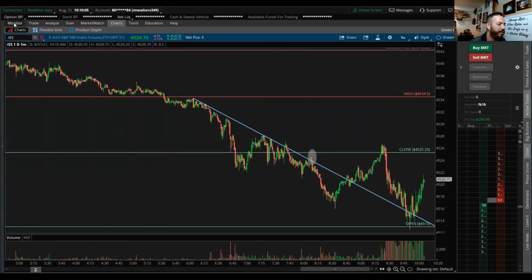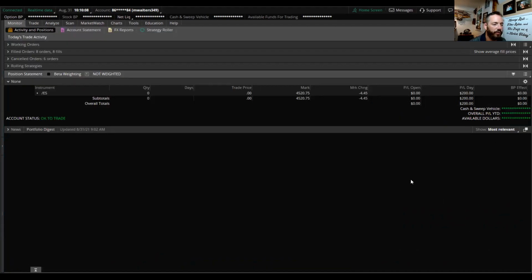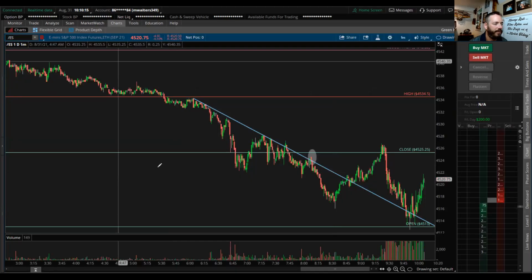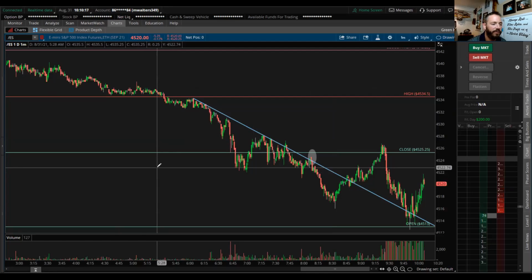So I just want to show you guys, we're up $400. Each point on the contract is $50. So we got 4 points. The 4 points on the S&P 500 equals $200. That's a good aim for me. I usually like to aim for anywhere from 2, 3, 4 points as a good day.